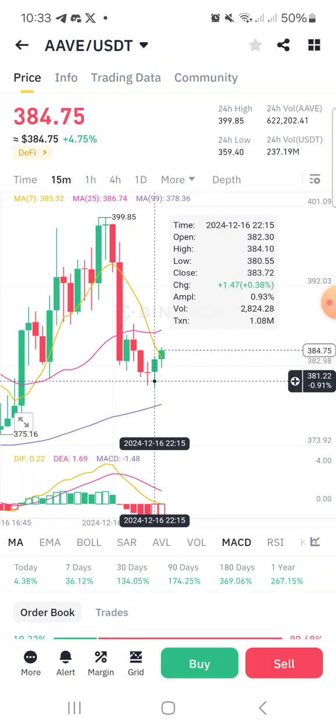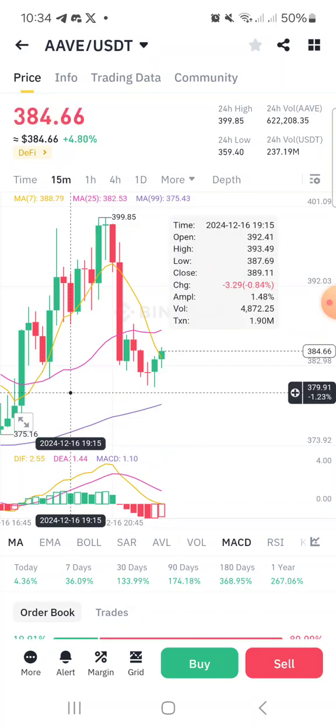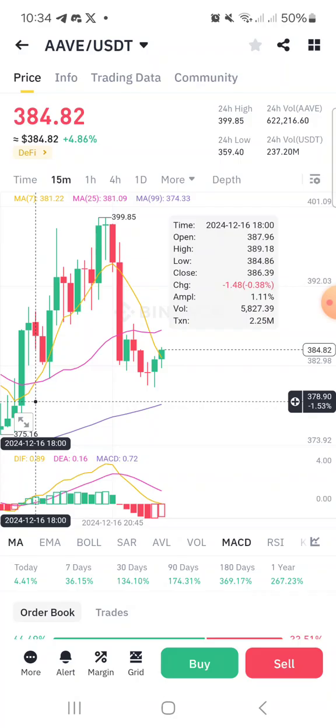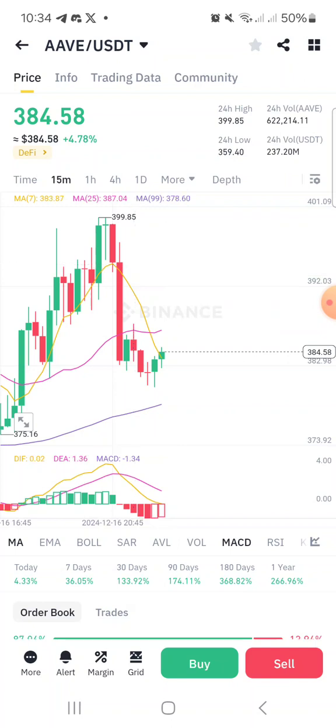That is the entry or the support. Yes, the entry. But our stop loss should be below the support. The stop loss should be below the support. So I am trying to make my stop loss somewhere here, which is 378. Then my take profit could come as far as here, 394, because definitely this wick will be filled again.